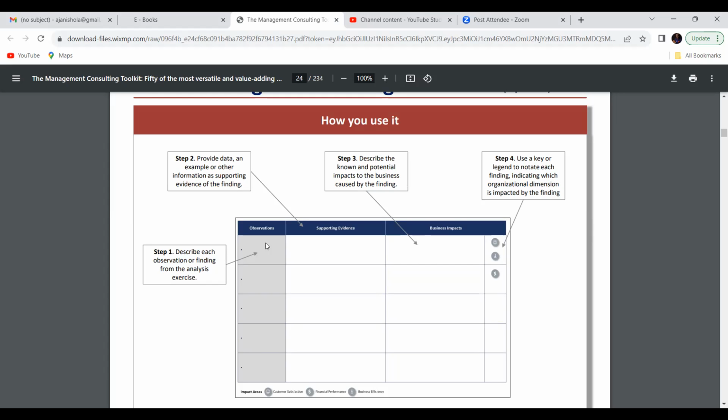And then step 3 is the business impact. You may want to use a key like high, medium, low, or from 0 to 10 to emphasize the impact on the organization. The higher the number, the higher the impact on the organization. So that's basically your business diagnostic findings template.